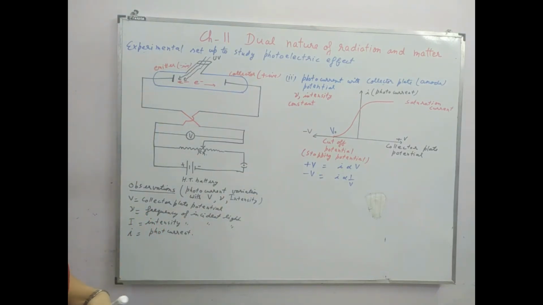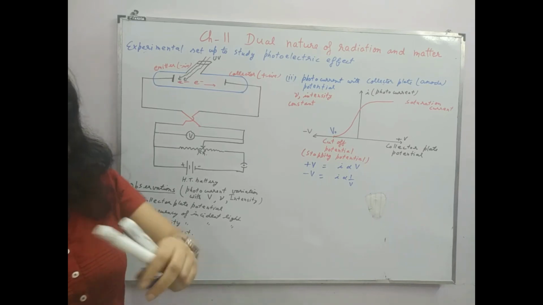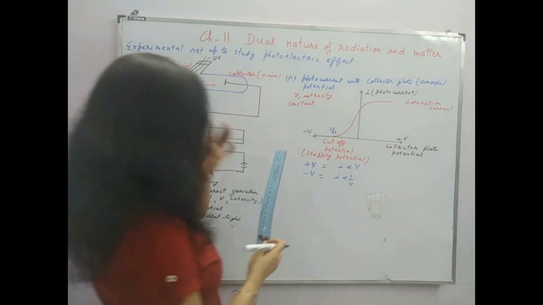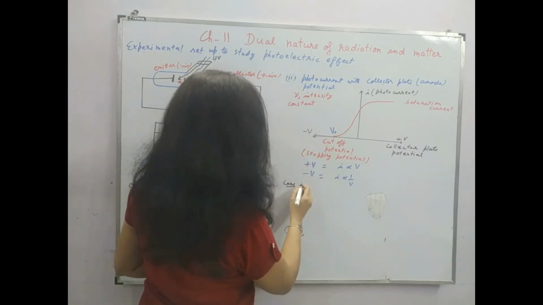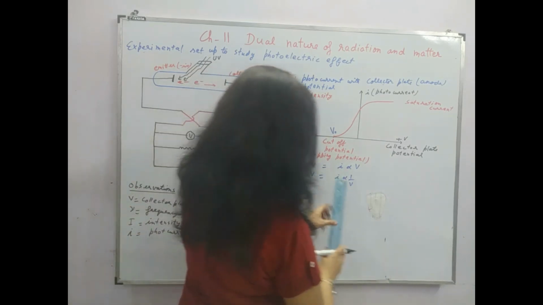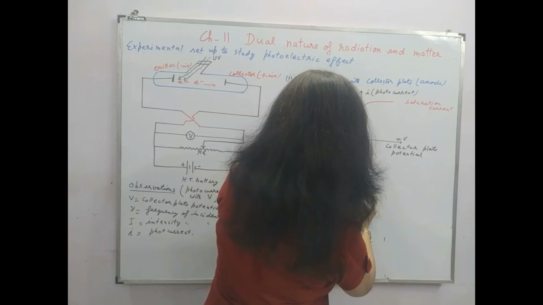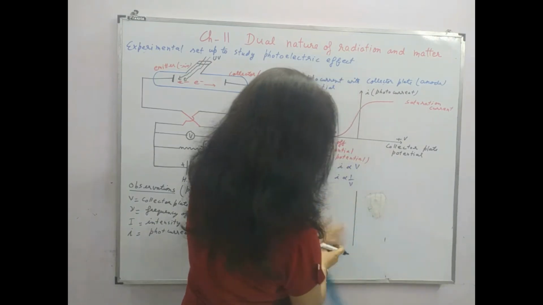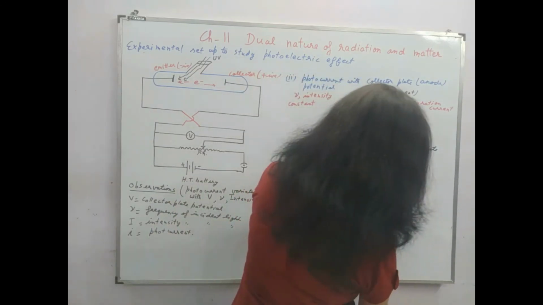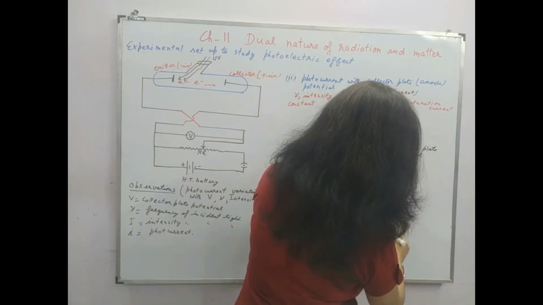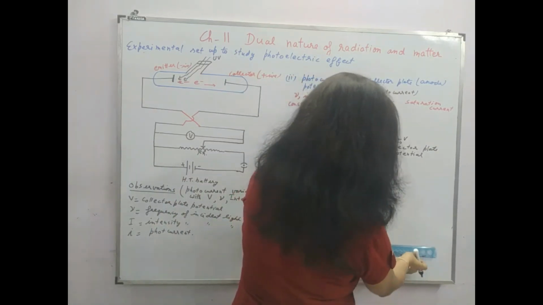On the basis of this, sometimes some questions are asked in boards. So I am taking a case, special case A, where I am plotting this graph for two intensities and the same frequency.